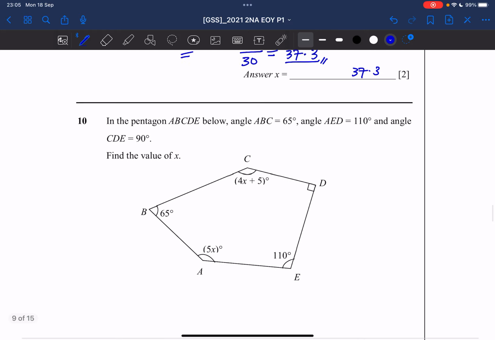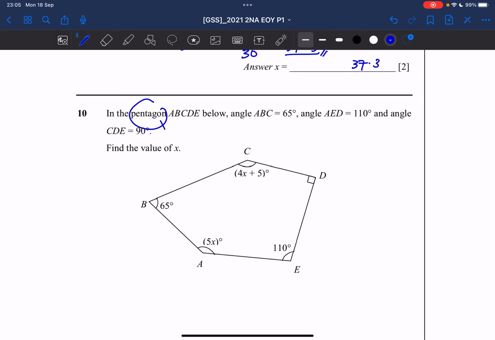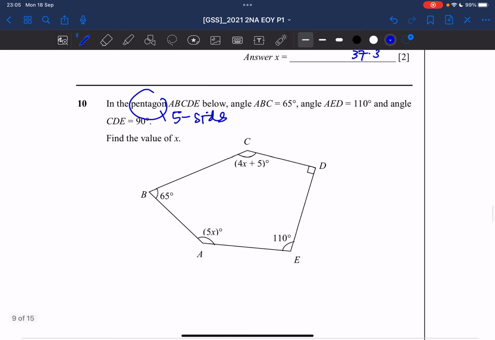Question 10. So question 10 is a pentagon. A pentagon is a 5-sided figure. Then they give you all the angles. They ask you to find the value of x. So this square here means it's 90 degrees.